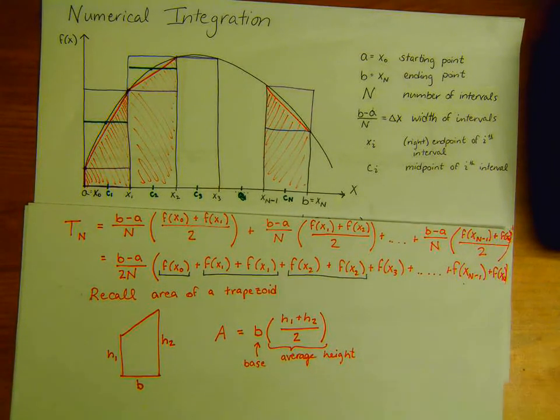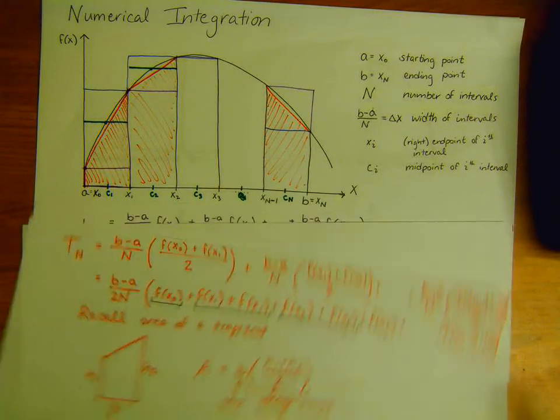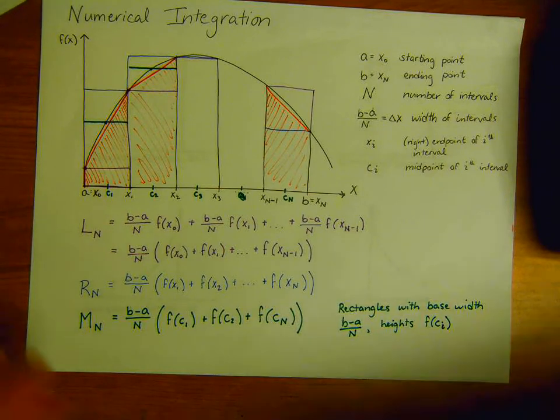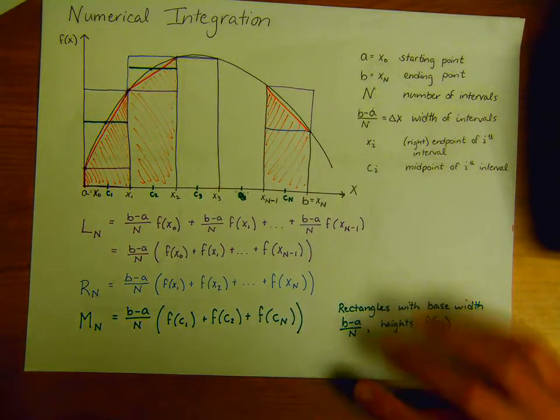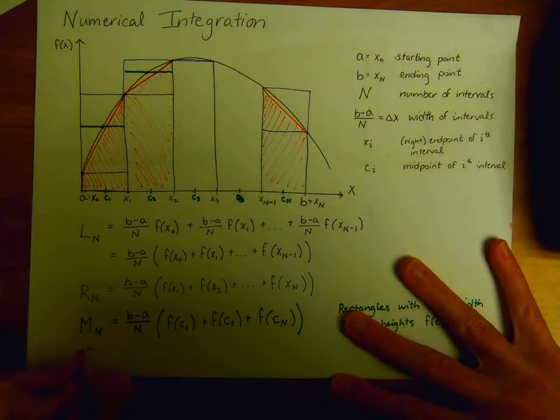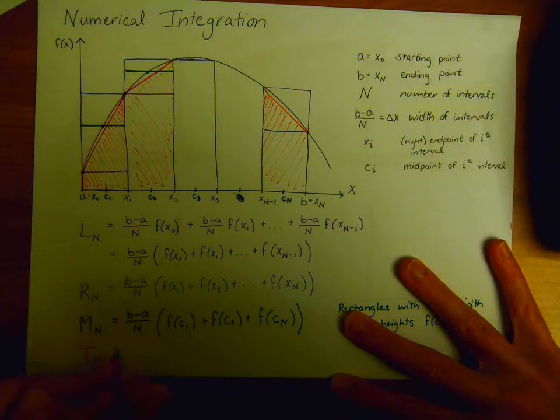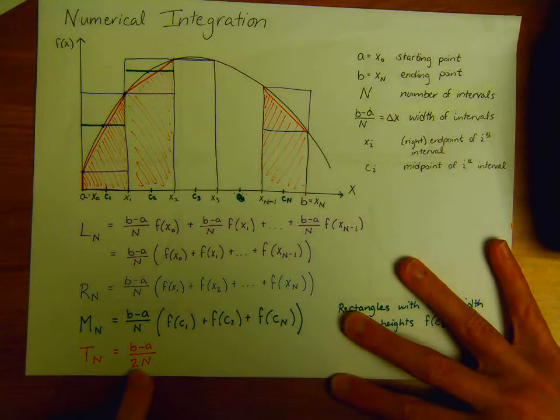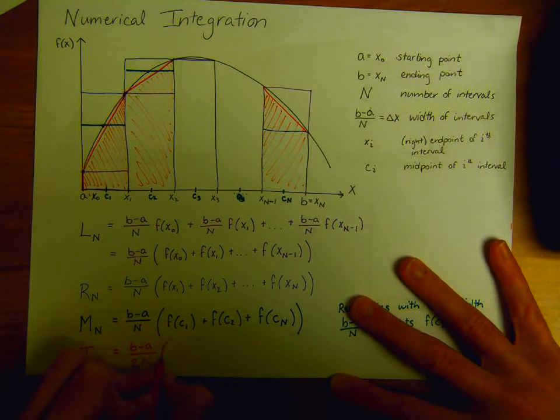And I'll write the final formula maybe on a separate sheet of paper to make it a little bit cleaner. I'll write it on here so that we have everything all in the same place. That T sub n is going to be b minus a divided by 2n. Remember, the 2 is coming from the fact that I'm averaging these heights.